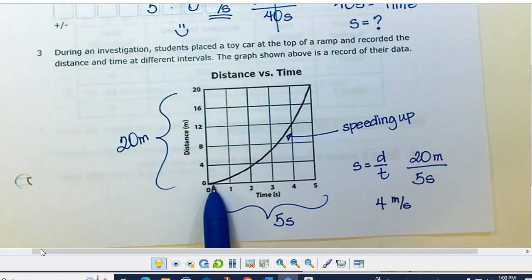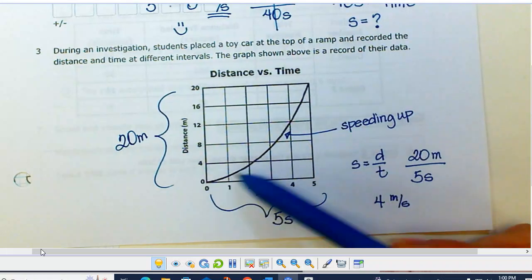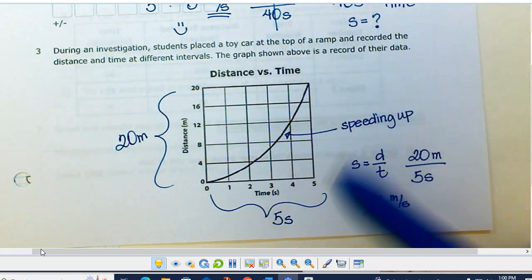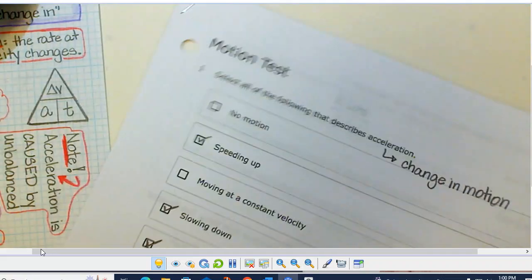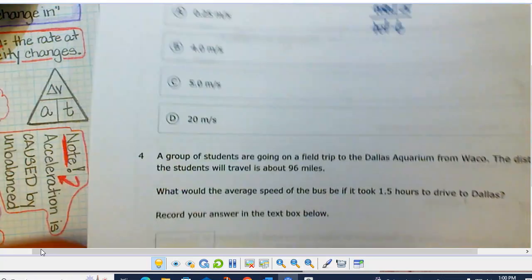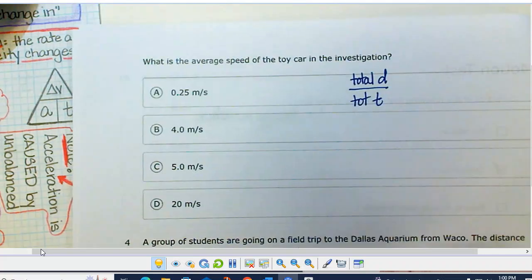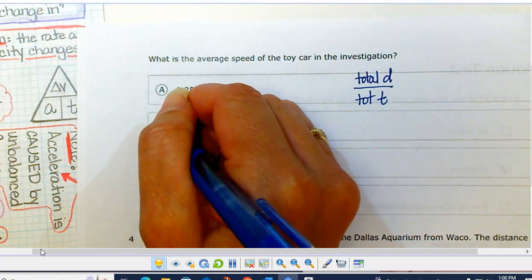Okay. It's not going 4 meters per second all the time, but on average, that's what it's doing. Because obviously right at the beginning, it's going less than 4 meters per second. And at the end, it's going more than 4 meters per second. But on average, for the whole thing, 4 meters per second. Okay, so let's find our answer. Okay, our answer is B, right there.